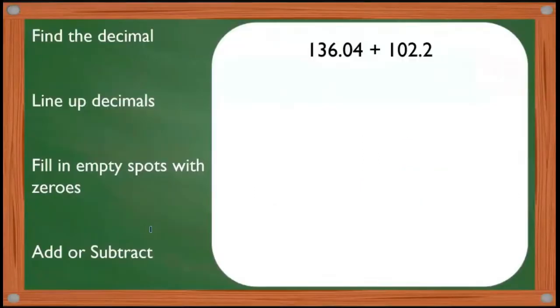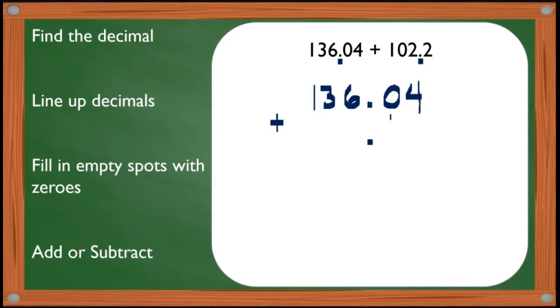Let's continue. So, I have this given. So, we have 136 and 4 cents, and then 102.2. First, find the decimal. So, this is the decimal. Next, line up. We need to align. How? 136.04. And then, add. Yung decimal point ng pangalawang given mo, kailangan itapat mo siya dun sa decimal point ng first given. And then, i-align yung mga numbers. That is what we call line up.